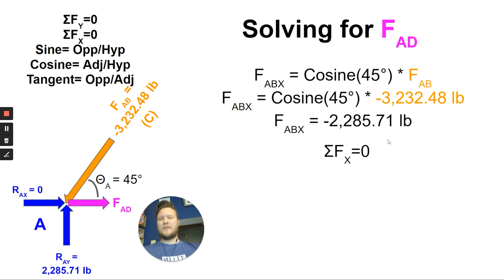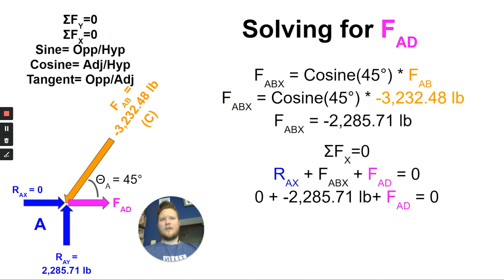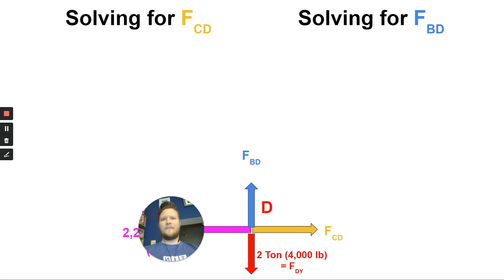So now that we have all of the x components figured out, we can use sum of the forces in the x direction to figure out FAD. So I know RAx, I know FABx, and we're looking for FAD. We plug in what we know. RAx is 0, FABx is negative 2,285.71 pounds. We move things to the other side to get FAD on its own, and FAD has to be 2,285.71 pounds, and that's positive, which means our assumption of tension was true. So now we need to update our free body diagram with that.